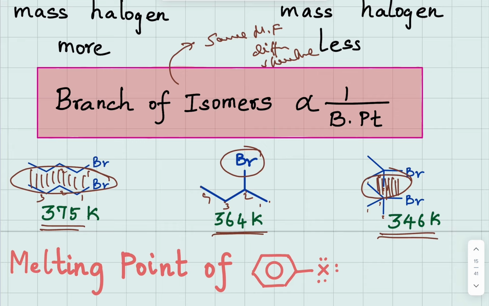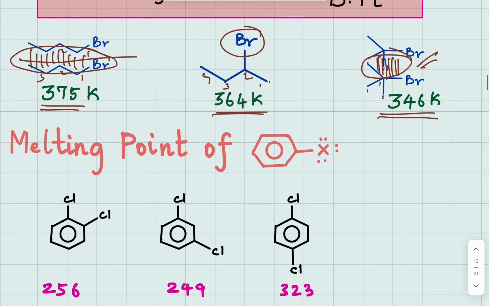So now what will happen? If you want to break this interaction, I need to supply a huge amount of energy. Similarly, if I want to break this weaker interaction, I just apply a very small amount of energy. So if the branching of the isomer keeps on increasing, the boiling point decreases. If it is a longer hydrocarbon derivative, the boiling point increases.